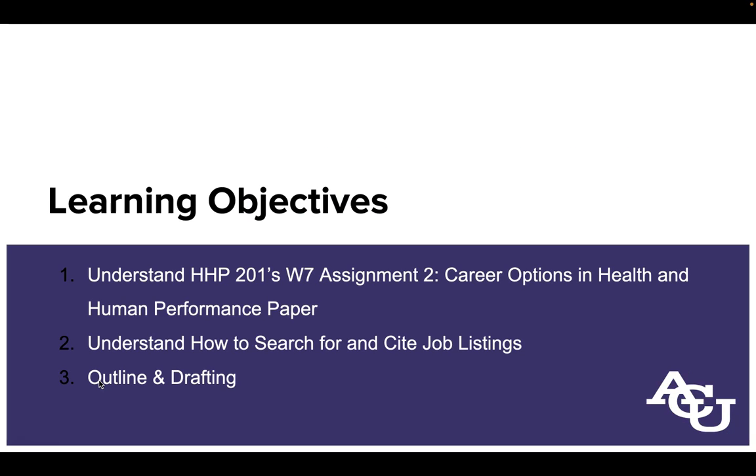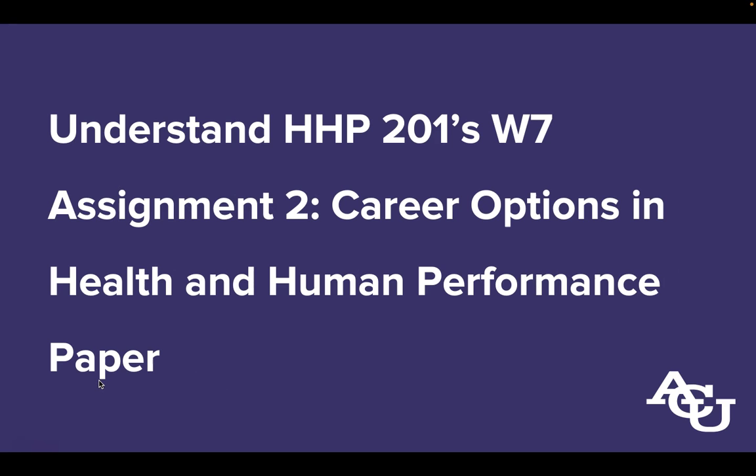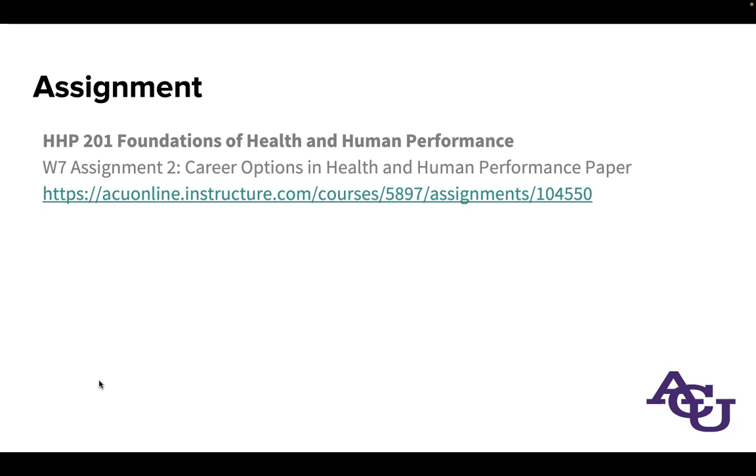So our learning objectives today. First, we're going to be discussing HHP 201's assignment, Career Options in Health and Human Performance paper. This is an assignment that asks you to discuss two different jobs, and one of the easiest ways to do that is to discuss actual current positions in listings, to look at real-life artifacts. And of course, if you're going to be writing about them, referring to them in APA style, you need to be able to cite and reference those. So let's go ahead and dive in and look at what this assignment asks you to do.